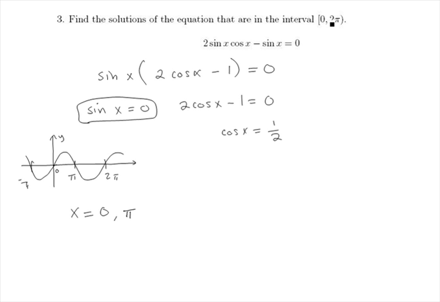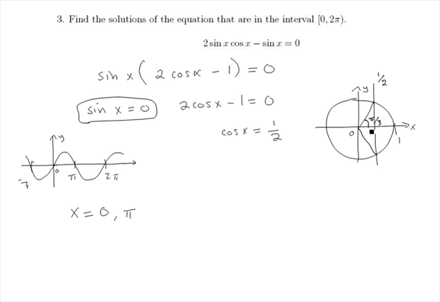For the cosine x equals 1/2, I think a unit circle helps us figure out what the correct angles are here. So if we draw a circle with radius 1, centered at the origin, and remember that the cosine of any angle on this unit circle is the x-coordinate of the point that intersects the unit circle. So when the x-coordinate is 1/2, we have two possible angles here. And this is a pi over 3 angle, which makes this negative pi over 3.